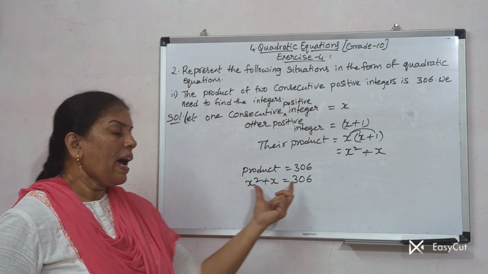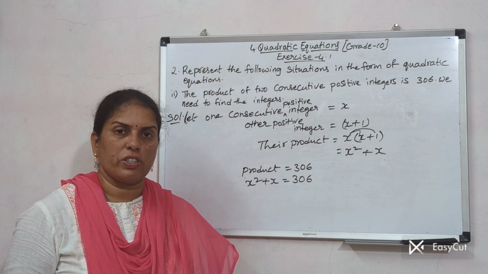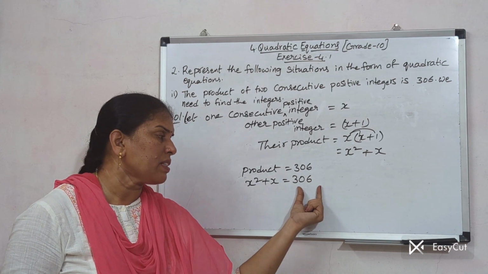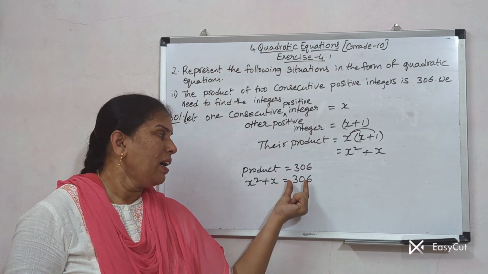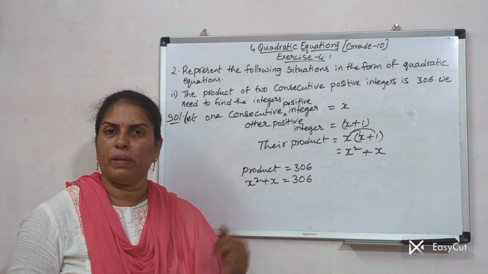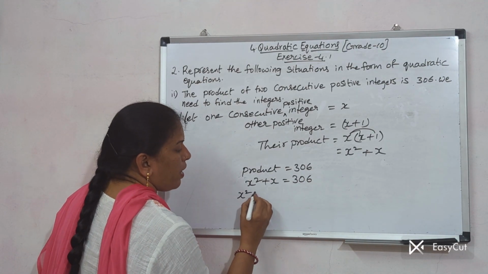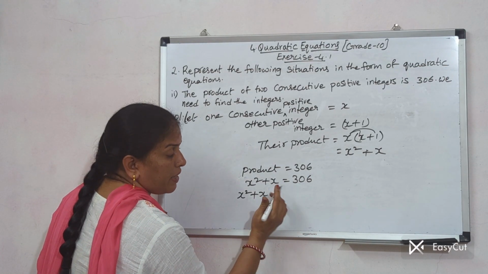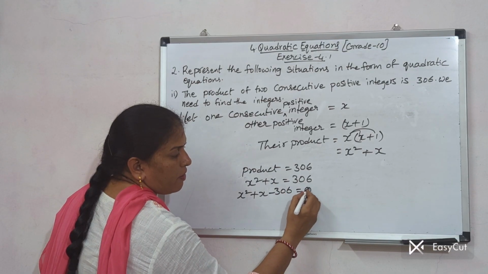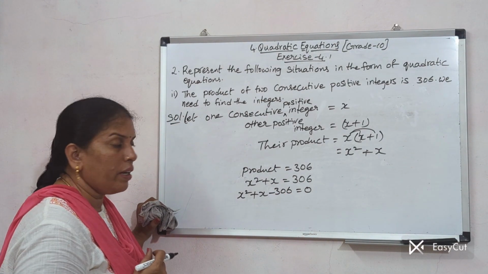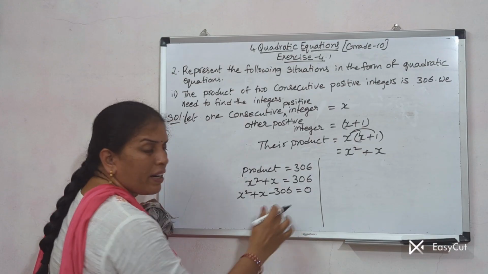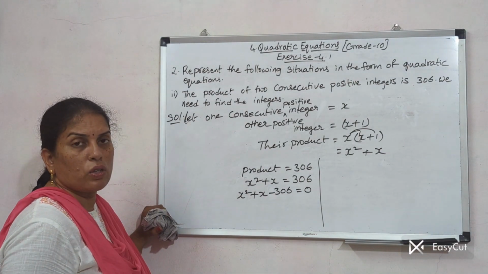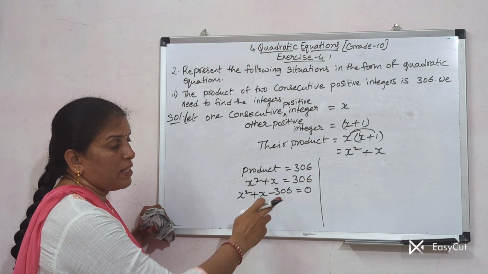Write this in the form of a quadratic equation. That means bring the number which is alone on the right side to the left-hand side, and 0 will be on the right. X square plus x minus 306 equals 0. Now, is this a quadratic equation or not? Power 2 is there, x term is there, constant is there. So this is in the form of ax square plus bx plus c.